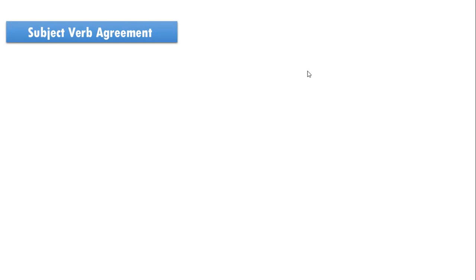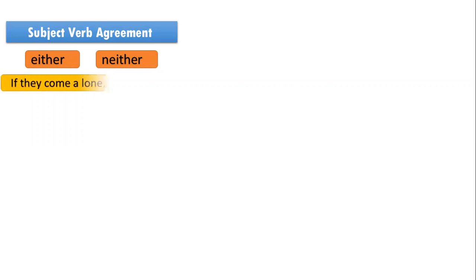Very good. Okay, fine. For the subject verb agreement, again, we have the words either and neither. They are so tricky as well. Let's see why. If they come alone, they are always singular. Every time you see the word either or the word neither, you understand that the subject is singular, and singular subject means the verb should be the one with S. It should be has, not have. Plays, not play. Is, not are.